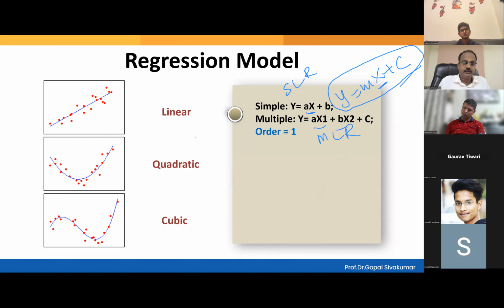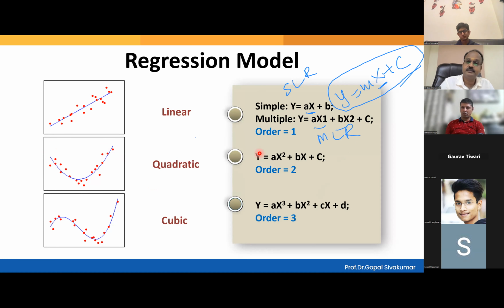Similarly, if your scatter diagram is looking like this, you can easily understand the relationship is non-linear, or quadratic. Quadratic means second degree. Second degree means in addition to the X, X square will come. Can you see X square? X square is there, X is also there. This is called a quadratic relationship. And how the relationship will look, you are seeing here in the graph.